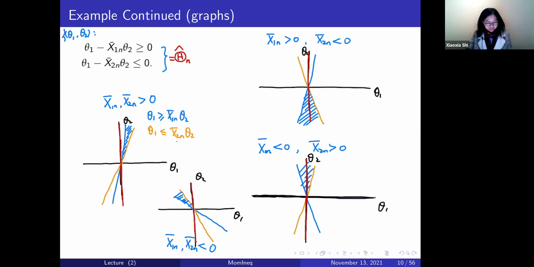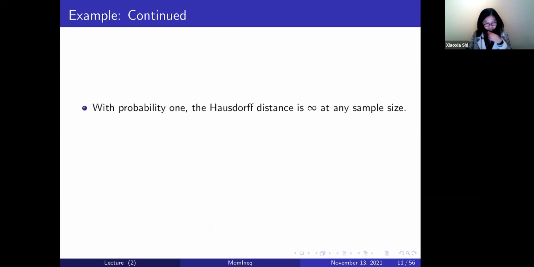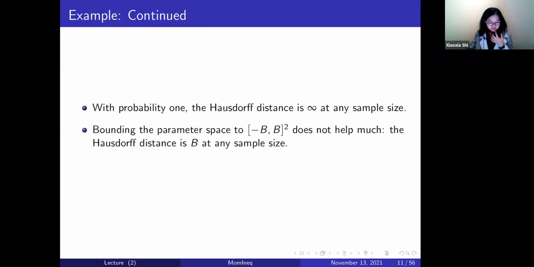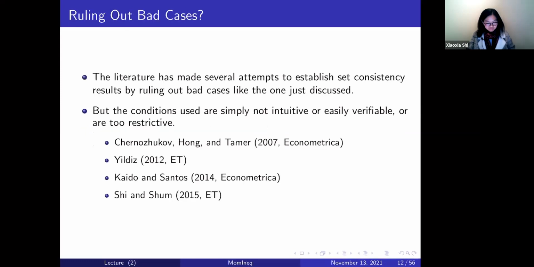So that's what I mean by it's easy to get to part of the identified set, but not the whole thing. So with probability 1, the Hausdorff distance is infinity at any sample size. And bounding the parameter space to some bounded set does not help much, because then you just reduce the Hausdorff distance to b, right, from infinity, and that's still nowhere close to 0. So estimating the identified set is difficult.